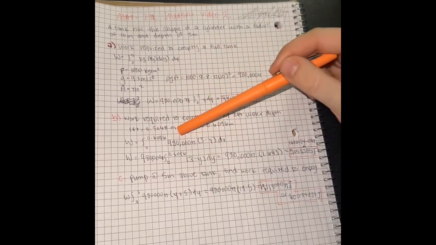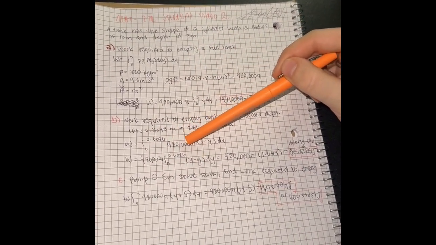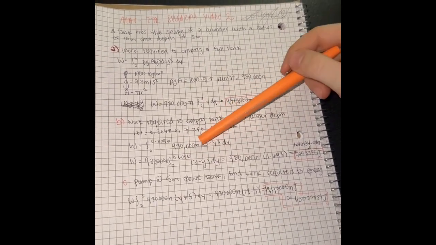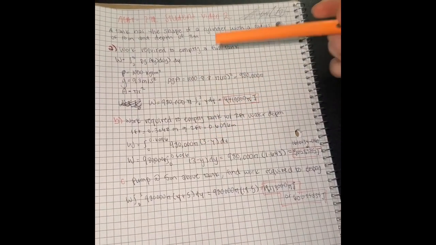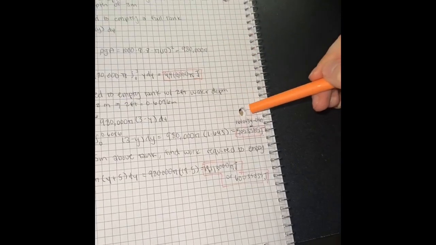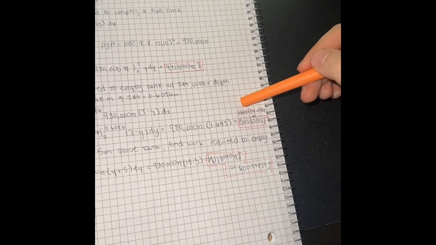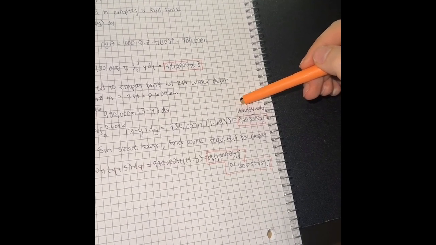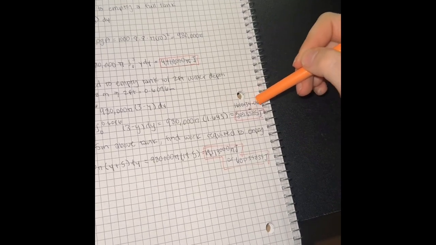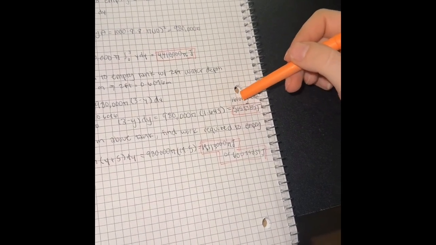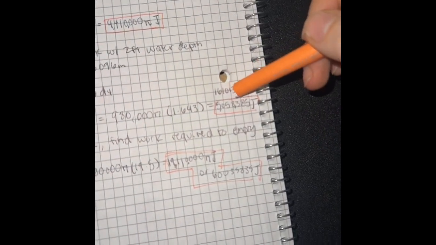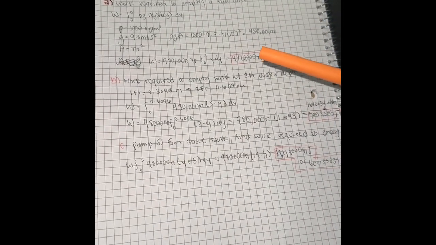You can bring down that constant from earlier, the 980,000 pi. And then what you're going to be multiplying by is 3 minus y, since 3 is the full depth of the tank. Same thing, you can put that in the calculator and come over here, and it's going to give you 1,610,134.04 pi, or if you distribute that pi in there, you're going to get 5,058,385 joules for that second part.